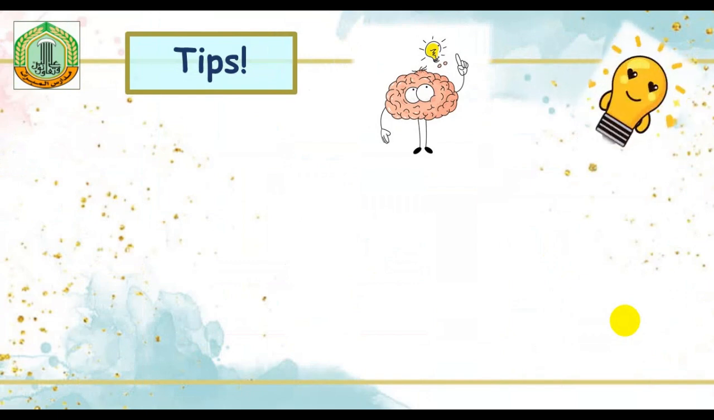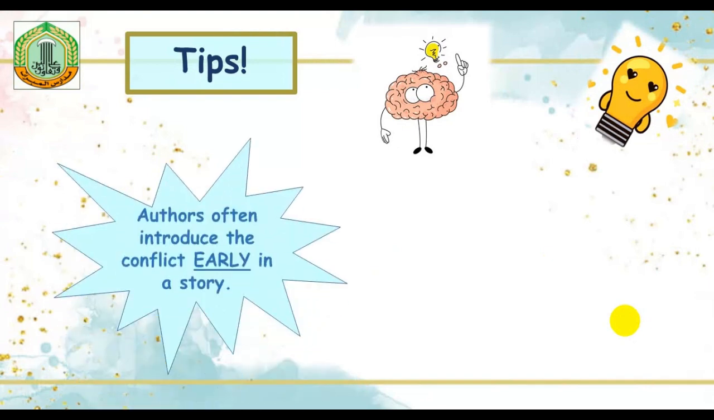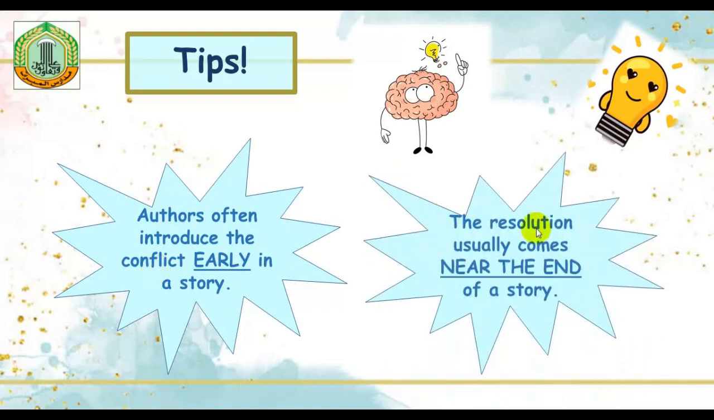Now I'm going to give you some useful tips which you can use when you want to find the problem and the solution, or the conflict and resolution in the story. Authors often introduce the conflict early in a story, so you find the conflict close to the beginning of the story. On the other hand, the resolution usually comes near the end of a story. So if you're asked to pick out the conflict and the resolution from the story, you find the conflict early in the story and the resolution near the end of a story. These tips are very useful. Keep them in mind.